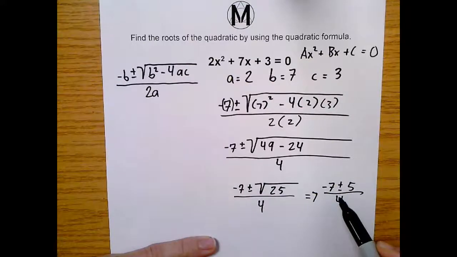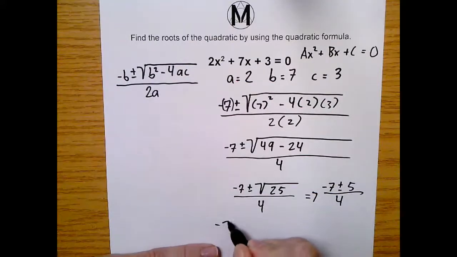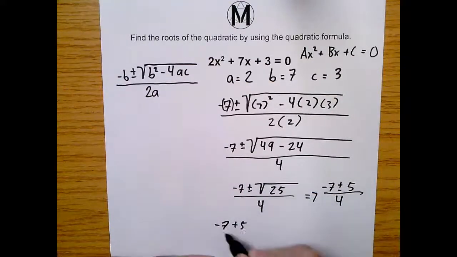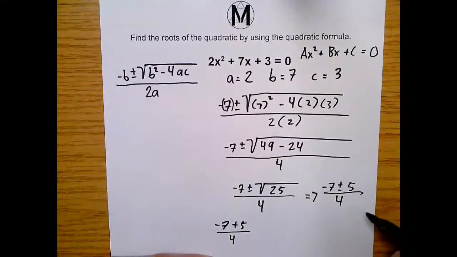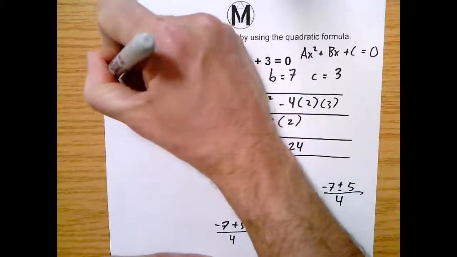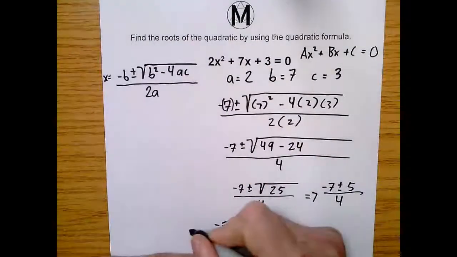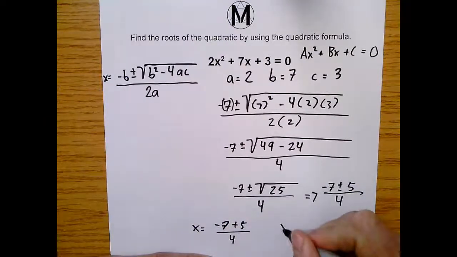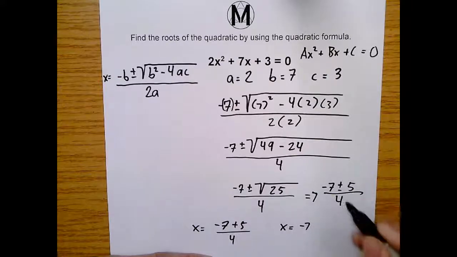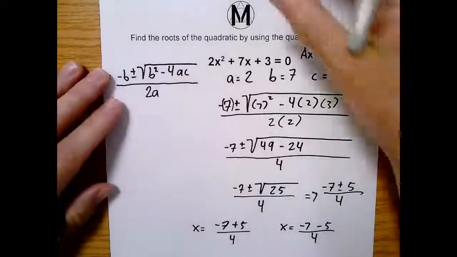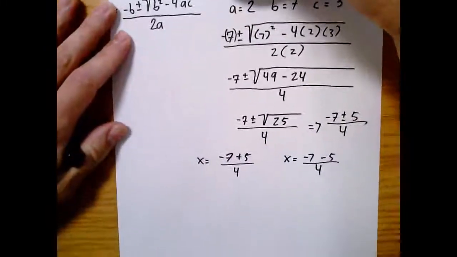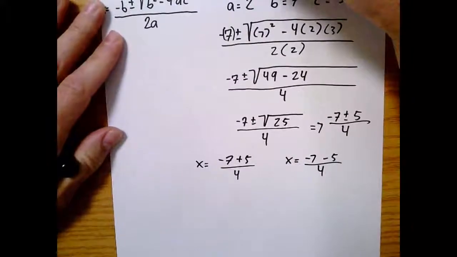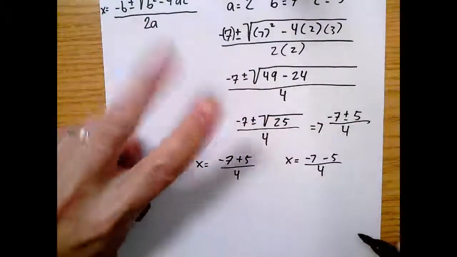So what we're essentially saying here is, I'll write them both. I have negative 7 plus 5 over 4. That's one of my x values, because this is x equals. So x equals negative 7 plus 5 divided by 4, and x is going to equal negative 7 minus 5 divided by 4. Because remember, guys, quadratics make parabolas. Parabolas are those beautiful curves, and they often cross the x-axis in 2 places.